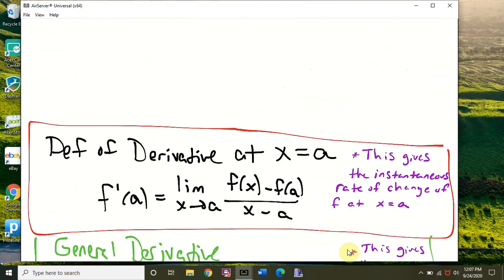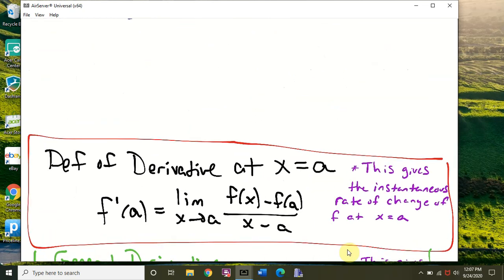Okay, so here, definition of derivative at x equals a. This is the same exact formula. F prime of a is equal to the limit as x approaches a of f of x minus f of a over x minus a. This will give the instantaneous rate of change of the function at a. It will give us the slope of the line tangent at that point.